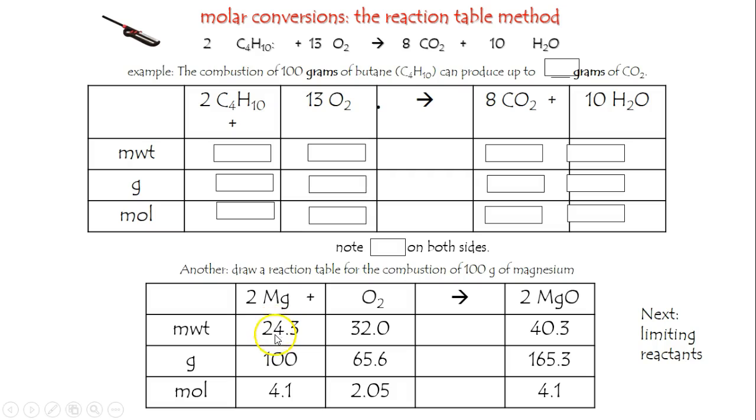Well, I'd say I have a little bit more than 4 moles because I have 100 grams, but only 24.3 is a mole. 100 divided by 24.3 tells you that you are starting with 4.1 moles. You only need half as many moles of oxygen, so you only need 2.05 moles. And you will make exactly the same number of moles of magnesium oxide as magnesium, 4.1. By multiplying by the molecular weight, you can get the grams that are involved, and that means that assuming plenty of oxygen, we have enough to make 165.3 grams of magnesium oxide. In our next screencast, we'll take a look at limiting reactants and see just how powerful the reaction table method can be.